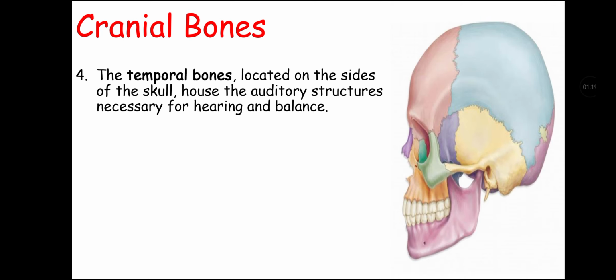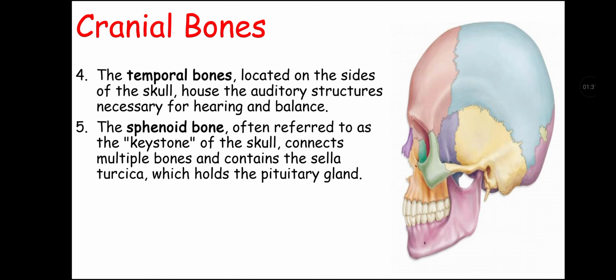Further talking about the cranial bones, there is the temporal bone that is located on either side of the skull, and it houses the auditory structures necessary for hearing and balance. In the diagram, if you see the yellow color bone, that is the temporal bone. Then we have the sphenoid bone, often referred to as the keystone of the skull, as it connects multiple bones and contains the sella turcica which holds the pituitary gland. And here in the diagram you can see the purple color bone just in front of the temporal bone, that is the sphenoid bone.